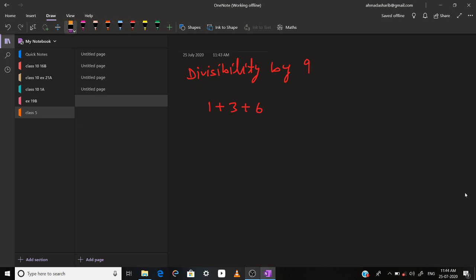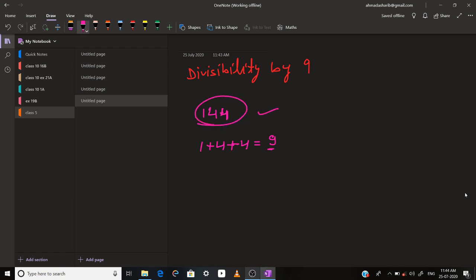Okay, let's not take this number, let's take another number. Let's say the number is 144. We have to check if this number is divisible by 9. So we find the sum of the digits, 1 plus 4 plus 4. That is 9, and 9 is divisible by 9. So yes, 144 is divisible by 9.